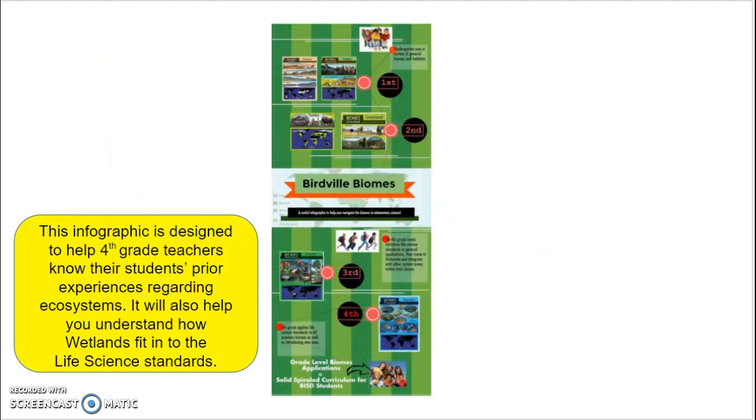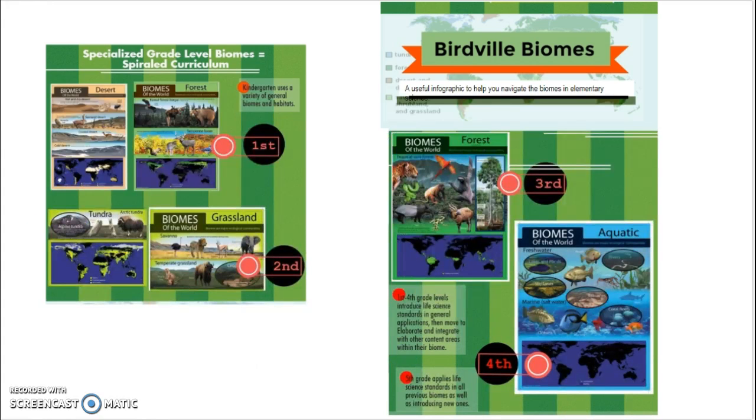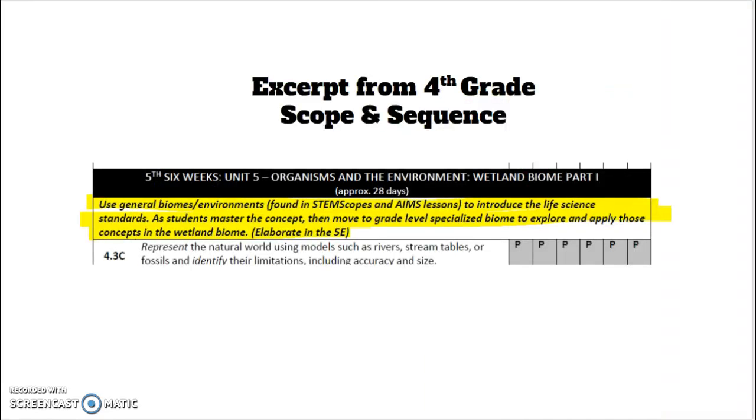Just a reminder about our biome poster that helps us understand what your students have had in previous grade levels, what it looks like for your grade level, and what it will be like in 5th grade. And again, when we are teaching our life science standards, we introduce those and do the explore and the explain using a variety of habitats, environments, and biomes, whatever's in STEM scopes and aims. And then the wetland is really going to be a chance for us to look at the standard once we have it mastered, as an application for the elaborate.